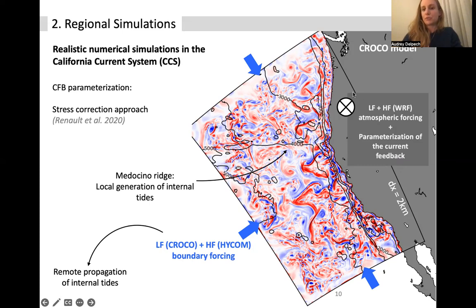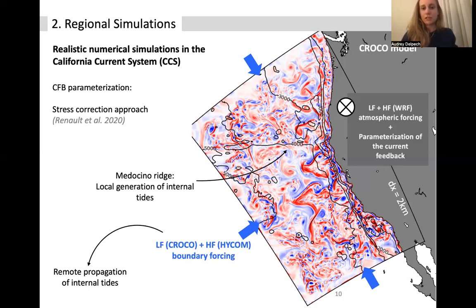For the atmospheric forcing, we have a high-frequency WRF simulation, and the current feedback is implemented as a parametrization in this simulation. It's based on the stress correction approach, which is implemented and described in Renault et al. 2020. The idea of this stress correction approach is just to add a correcting factor to the wind stress in the simulation to account for the local currents.